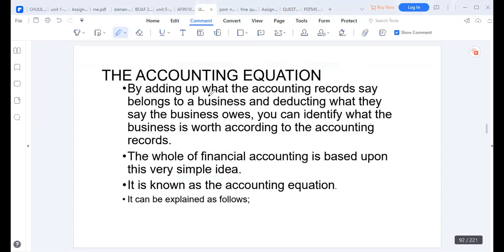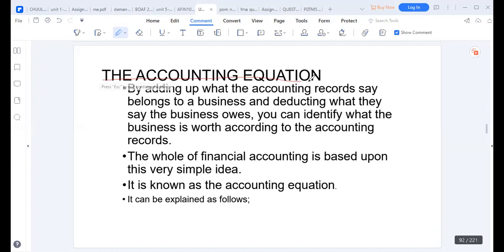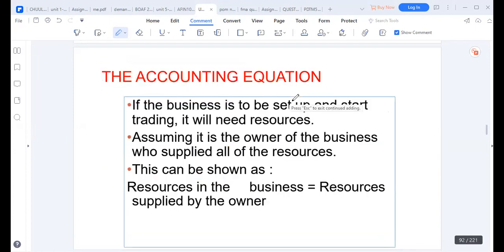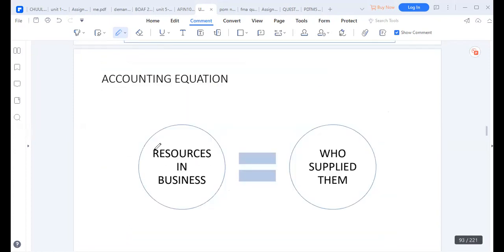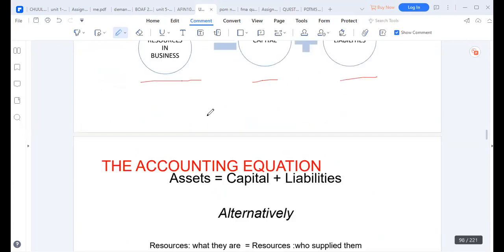So maybe let me just take you through it simply so that you understand how to treat these items. To start with, you need to understand the accounting equation, which says if you have resources in a business, they should be equivalent to what the people who supplied them initially put in. So our accounting equation becomes distributed as follows. The assets that we have in the business should be equated to the capital and the liabilities. So assets, what we own, equal capital, what was injected, plus the liabilities that we have. This gives us what we call the accounting equation.